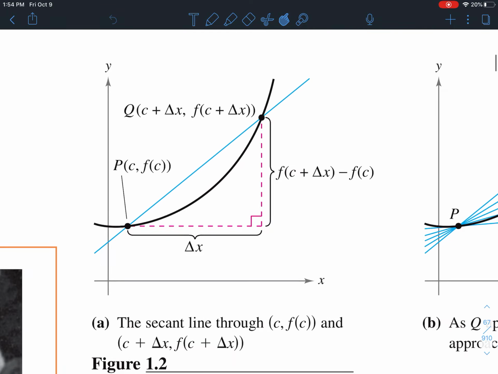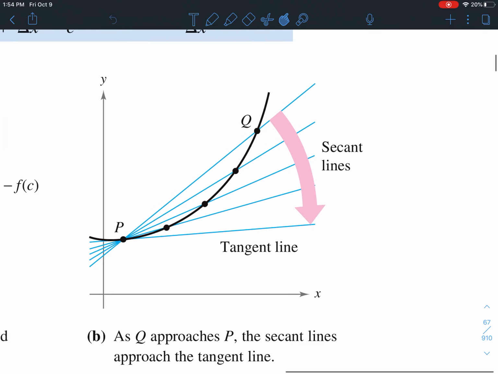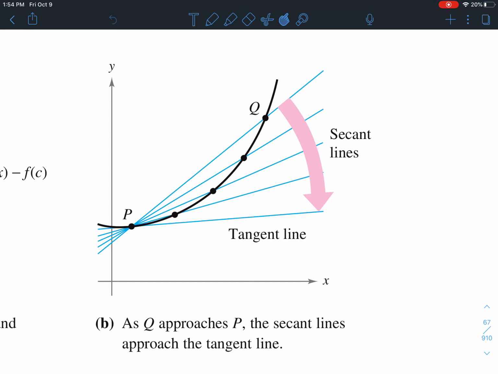So as you take the limit of this, as the delta x goes to 0, you're left with a tangent line, as can be seen here. You can see the points getting closer and closer together, and the line between the points getting closer and closer to a tangent line.